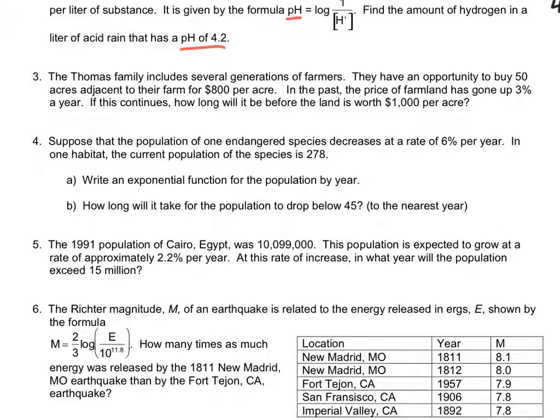The Thomas family includes several generations of farmers. They have an opportunity to buy 50 acres adjacent to their farm for $800 per acre. In the past, the price of farmland has gone up 3%. So up 3%, that's an exponential growth. If this continues, how long, so they want the time, will it be before the land is worth $1,000 per acre? So the initial amount is $800 and the final amount is $1,000.